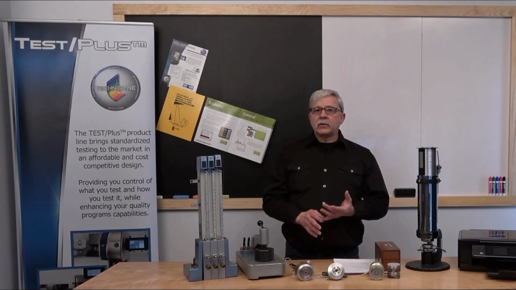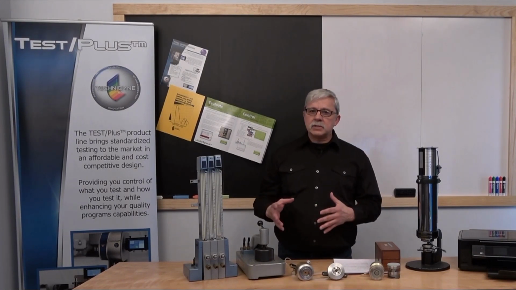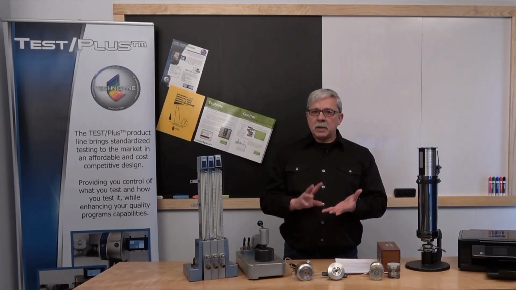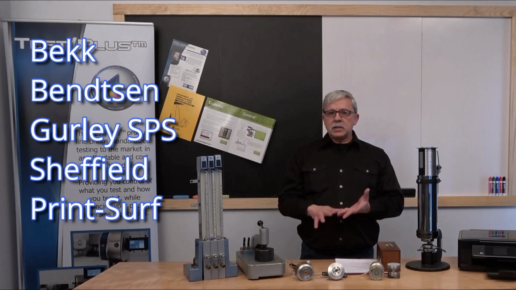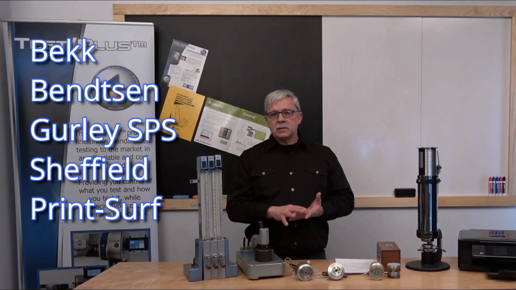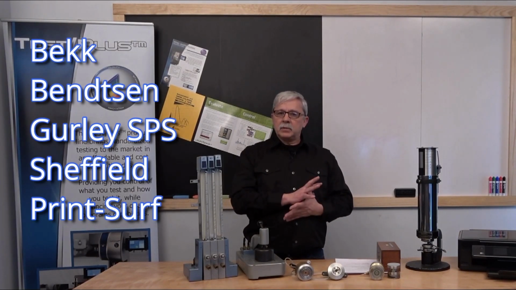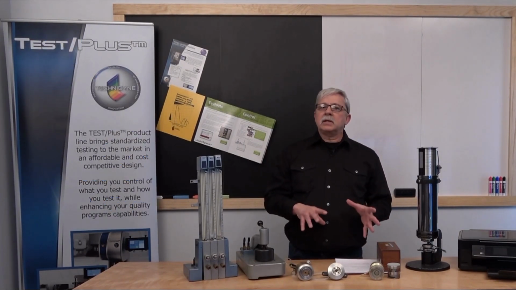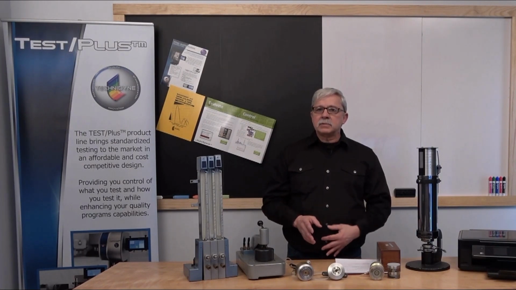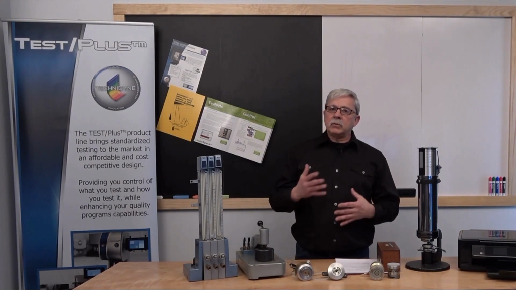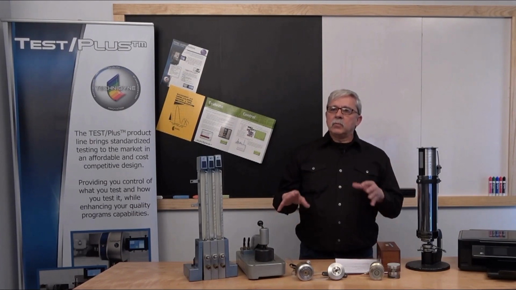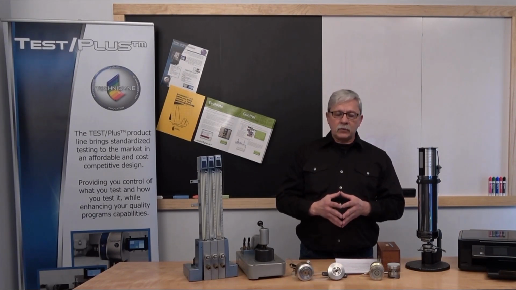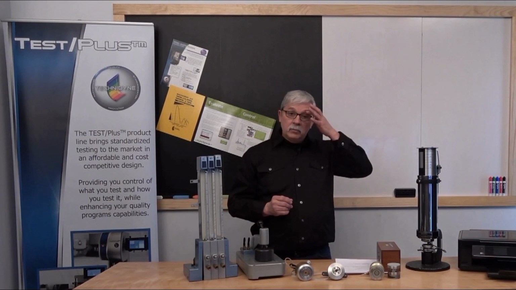We're going to be covering this particular group of series in a number of separate videos. We'll be looking at the Beck test, the Benson test, the Gurley SPS test, the Sheffield test, and the PrintSurf test. We'll cover those in more detail in separate videos and dive a little deeper into the specifics of those tests. But right now I want to give you an overview of what this roughness, smoothness test is all about, and maybe a little about where it came from. So we'll go ahead and get started with the definition.